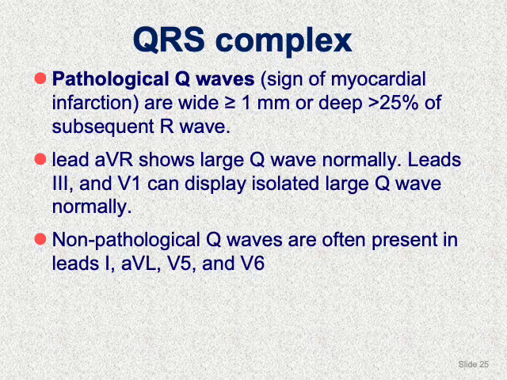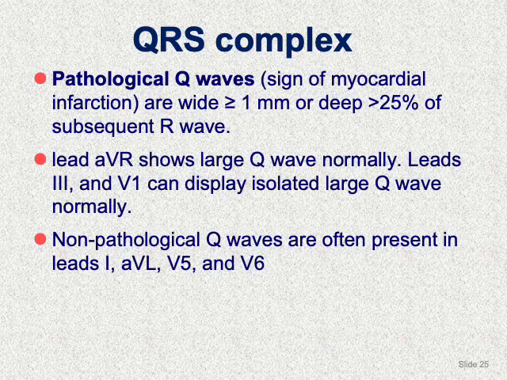We have here pathological Q waves. We have a normal Q wave in lead aVR. This is normal. And sometimes we have an isolated large Q wave in V1 and lead 3. And sometimes also we have very small Q waves in the lateral leads, V5, V6, lead 1 and aVL.